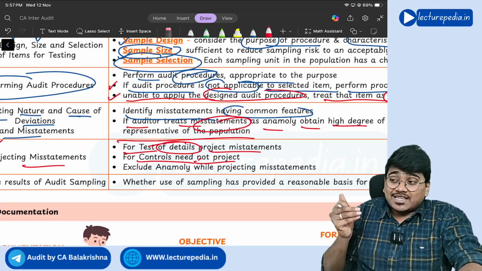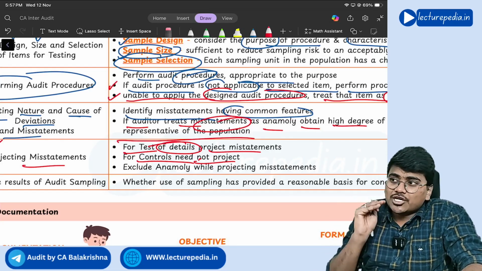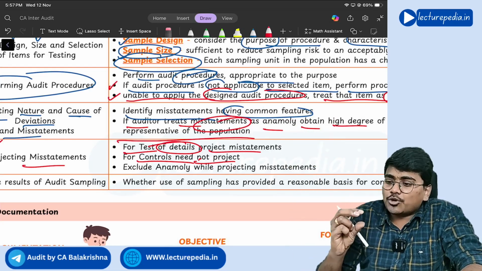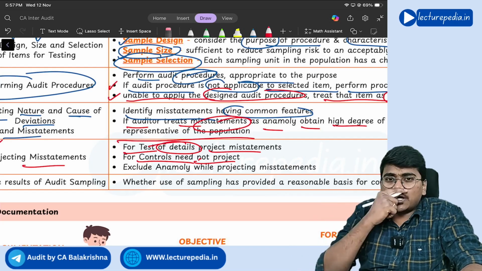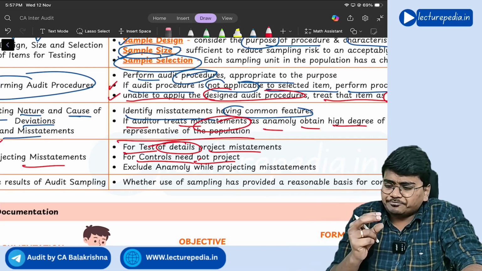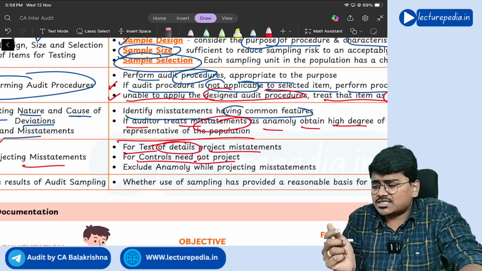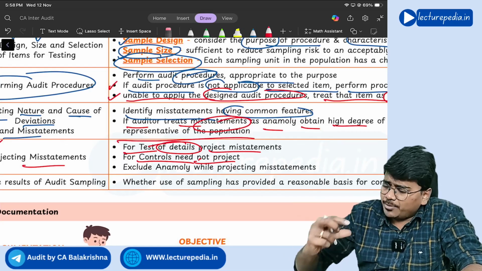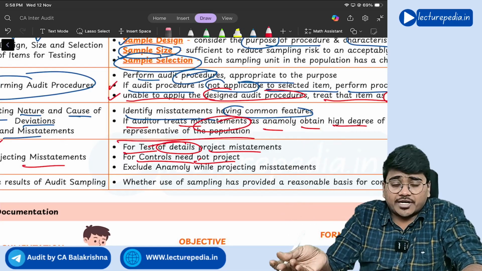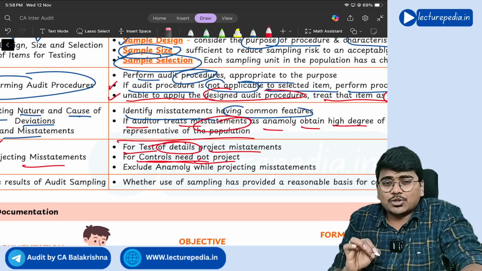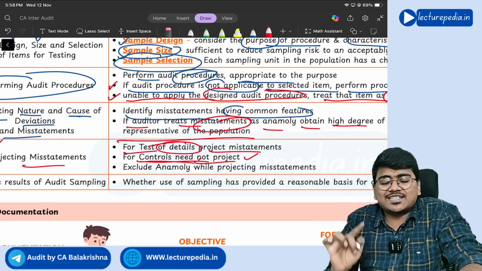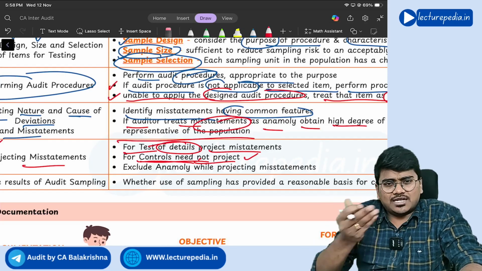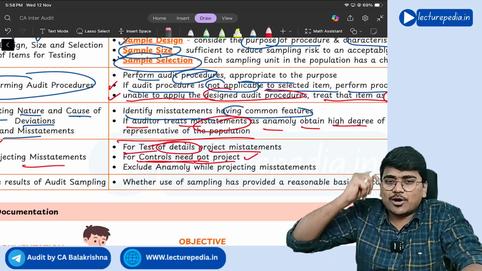Understanding? So, in case of deviation in the control, you need not project the deviation to the population, because if you project, the percentage will not change. Okay, in the sample of controls, you identified that there is a 5% deviation. If you project this 5% to the total controls, the 5% will be 5% only, it will not change, correct or not? So with respect to the controls, you need not project the deviation to the population, but with respect to the amounts, that is the test of details, test of transactions, you have to project the misstatements to the population.